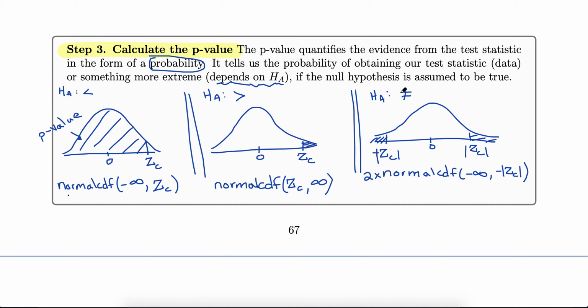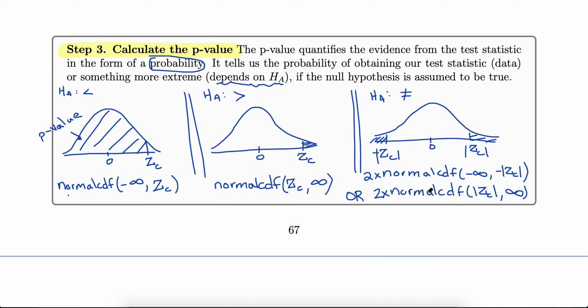So when you see not equal to, find one tail and then double it. Multiply by 2. Or I could also do this another way. I could find the area of the upper tail and double that. So I could do normal CDF, and the upper tail would be checking out the positive version of the test statistic out to infinity, so this area, and then just doubling it to get both sides.